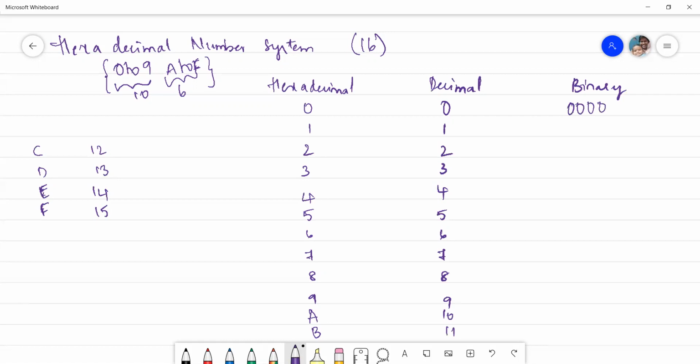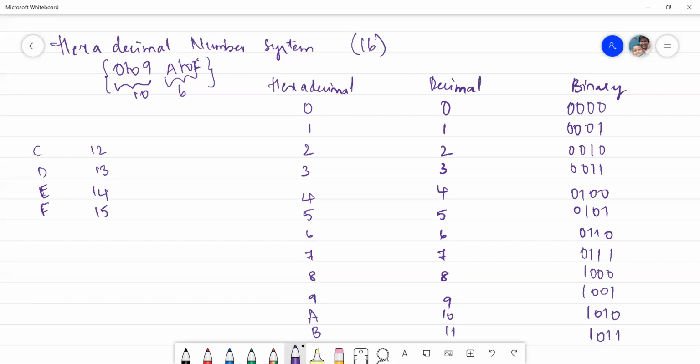See, 4 bits are coming. Next, for 1 it is 0001, for 2 it is 0010, for 3 it is 0011, for 4 it is 0100, and for 5 it is 0101. For 6 it is 0110 and for 7 it is 0111. For 8 it is 1000 and for 9 it is 1001. For 10 it is 1010, for 11 it is 1011, and for 12 it is 1100. Like that it goes: 1101, 1110, 1111. So for F, all the bits will be full. So this is about the hexadecimal number system.